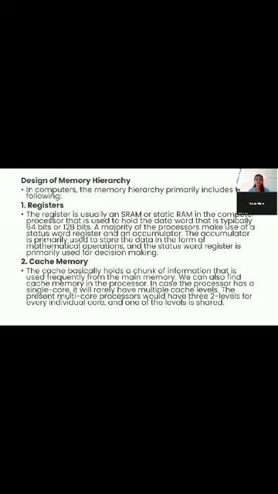Second, cache memory. The cache memory basically holds a chunk of information that is used frequently from the main memory. You can also find the cache memory in the processor. In case the processor has a single core, it will rarely have multiple cache levels. The present multi-core processors would have two levels for every individual core, and one of the levels is the third.